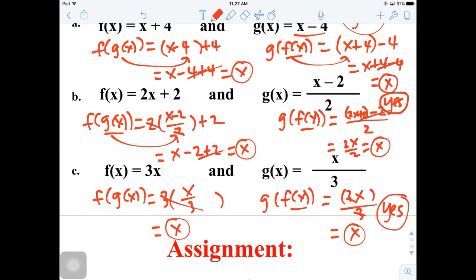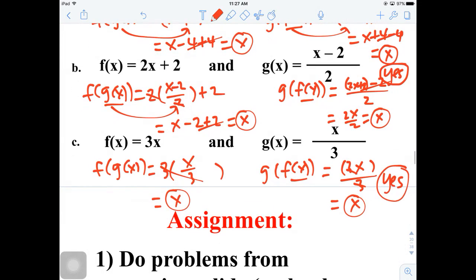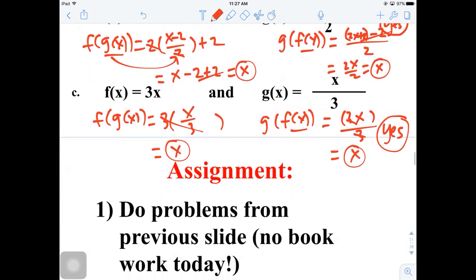And so that is how you verify. So hopefully you've had a chance to practice verifying two inverse functions using composition of functions.